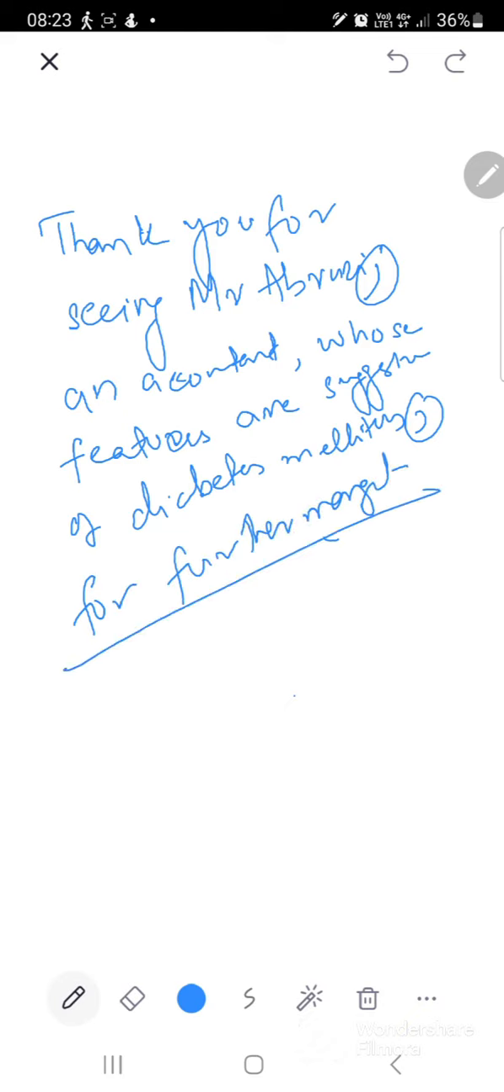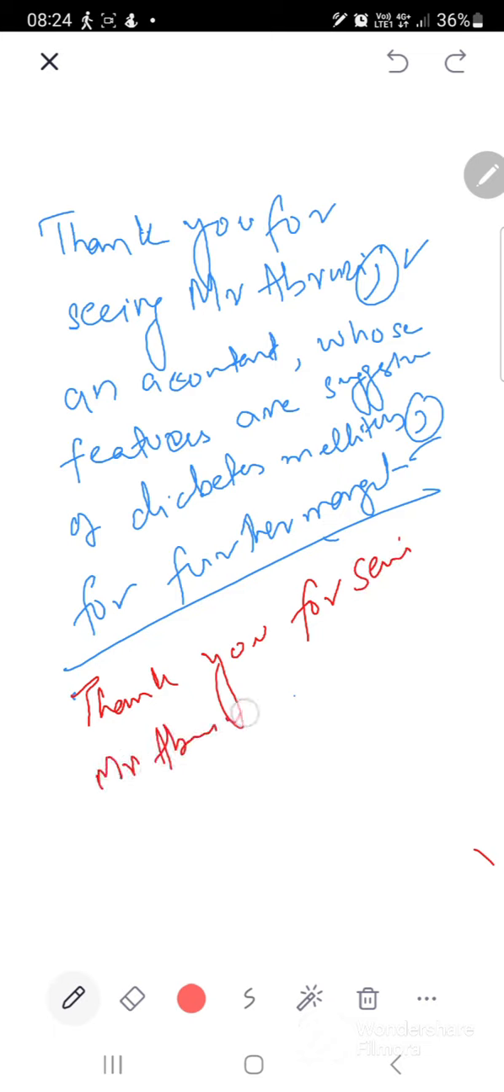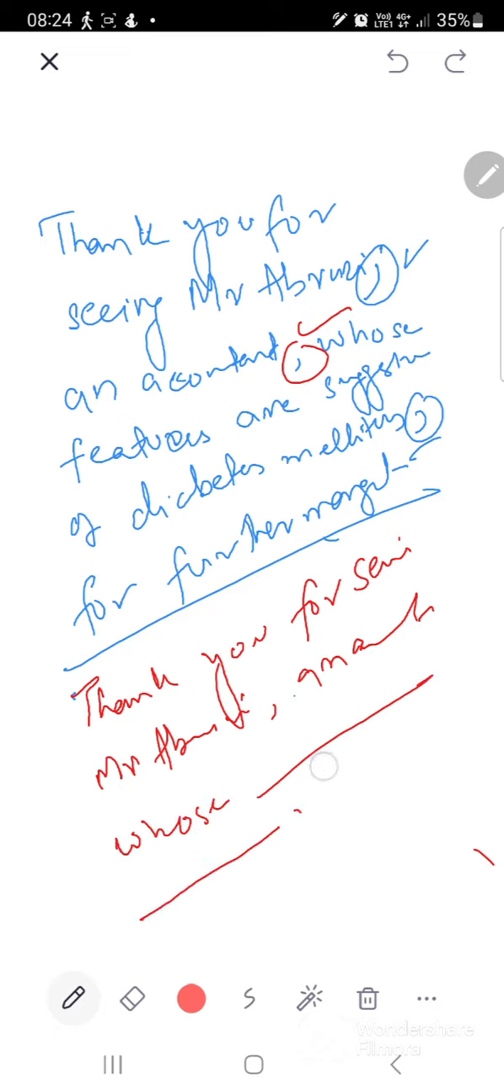Now this is the rule of grammar. We must see if we are going to add a comma over here, there must be a comma over here. What I mean to say is, let's say you are stopping the sentence over here: "Thank you for seeing Mr. Abruzzi, an accountant," then I'm not adding any comma, "whose features are suggestive of diabetes mellitus." Full stop. Then I would appreciate if you could manage for the marriage. Then when we are completing the sentence, there must be a comma over here and here.